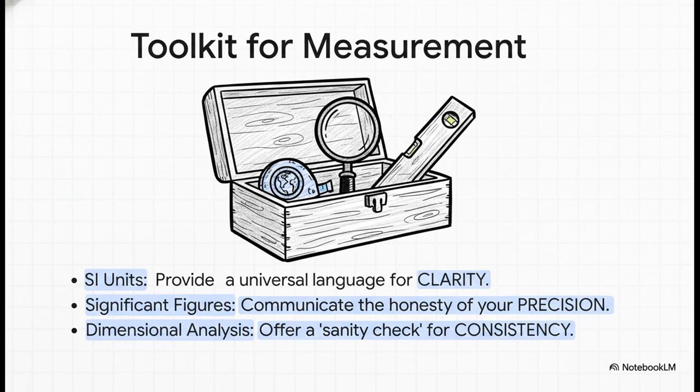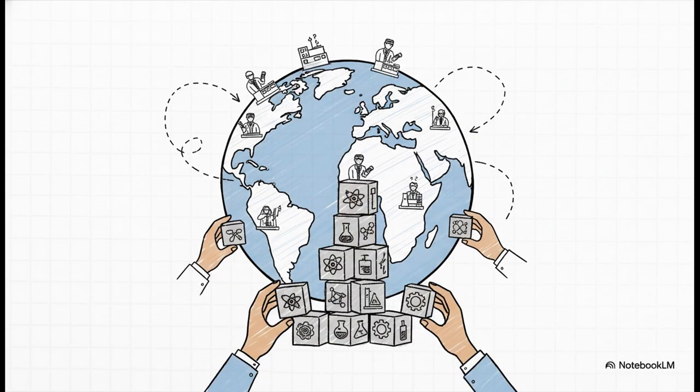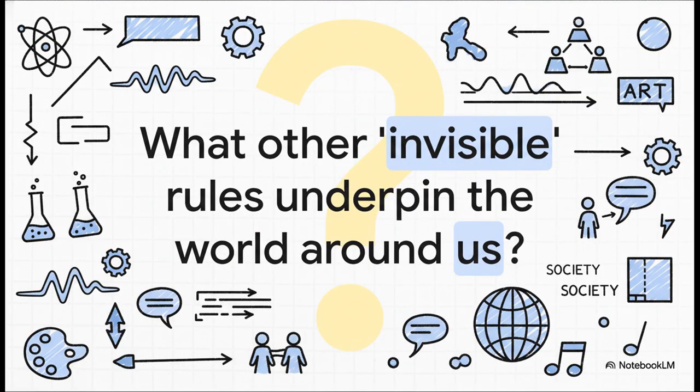SI units give us clarity, that universal language so we're all on the same page. Significant figures give us precision, an honest way to talk about how well we know what we're talking about. And dimensional analysis gives us consistency, that all-important sanity check to make sure our ideas aren't just total nonsense. When you put these three tools together, you have the very bedrock of scientific collaboration. This is what allows a team in Europe to build on the work of a team in Asia, because they know, with confidence, that they're all speaking the same language, respecting the same rules of precision, and working with ideas that make logical sense.